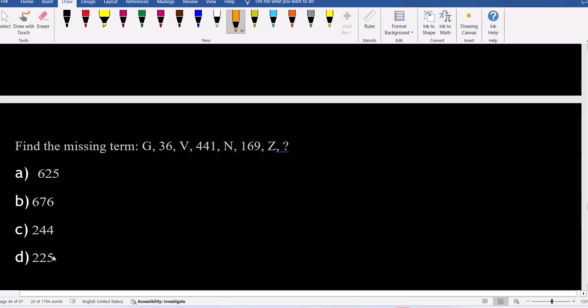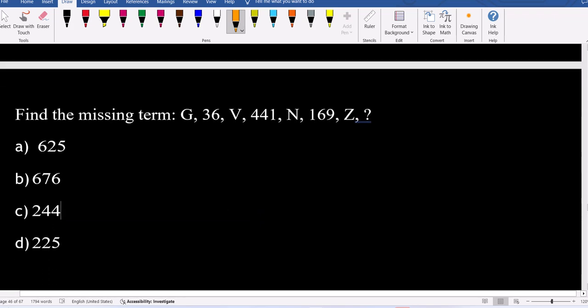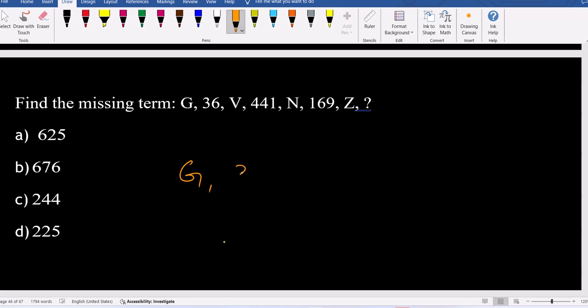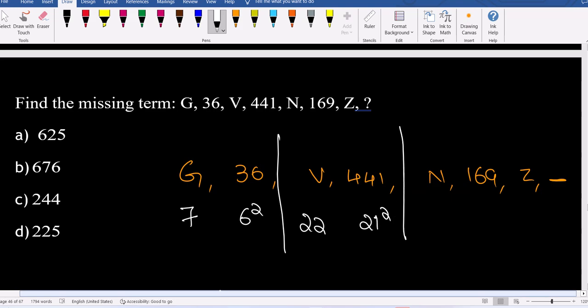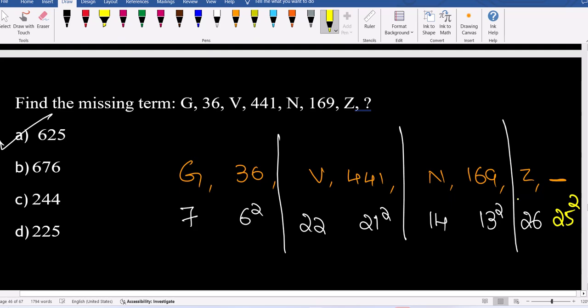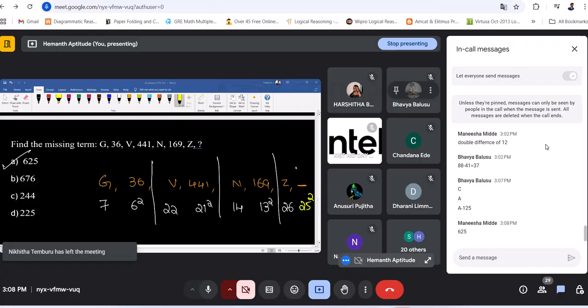So see this next question. G36, V441, N169, Z, what is next you have to calculate. G is 7, they gave 36, which is 6 square. V is 22, they gave 441, which is 21 square. N is 14, they gave 169, which is 13 square. Perfect. Z is 26, so your answer will be 625. There are many perfect squares in the options, but you have to subtract 1 from the number and then square it. Okay.